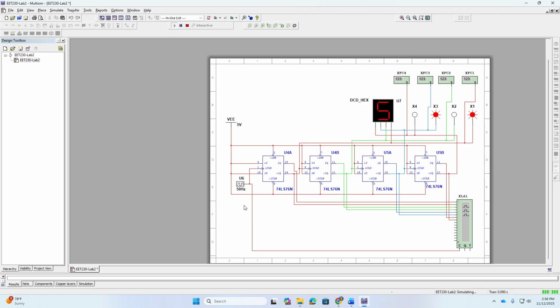And you can see I have this at 50 hertz, and 50 hertz is a good signal because you can actually see it change. If I go any faster, it's really hard to tell.